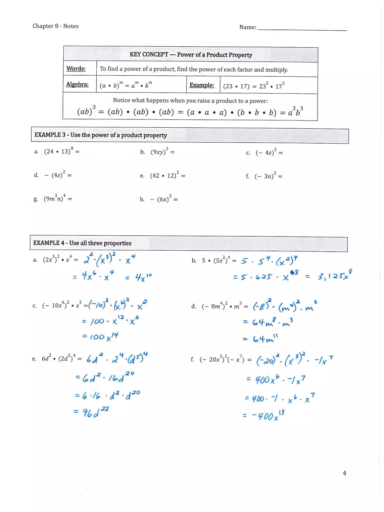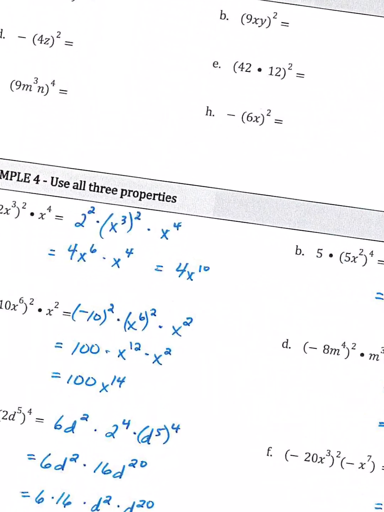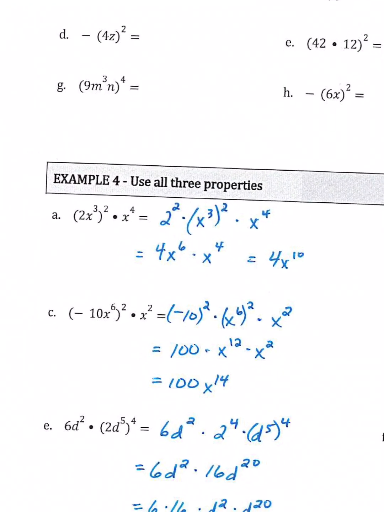Okay, welcome to the second section of 8.1. We're going to talk about how to use all three multiplication properties to simplify these expressions with exponents. So we're going to zoom in on example A first.